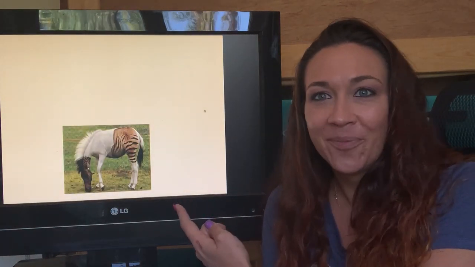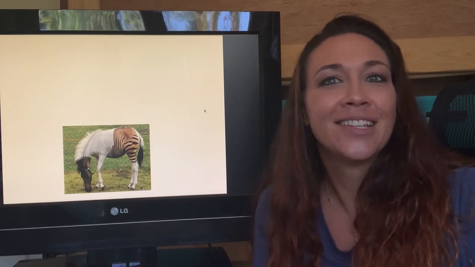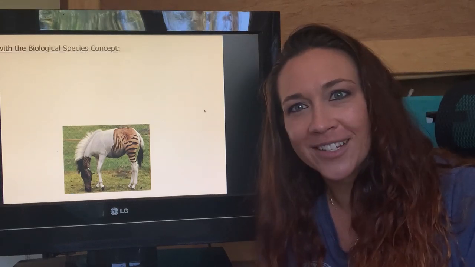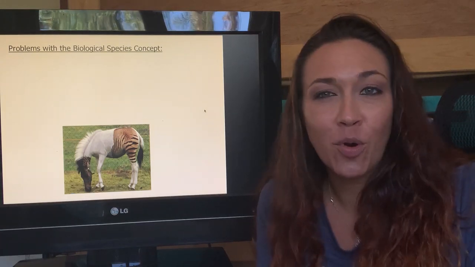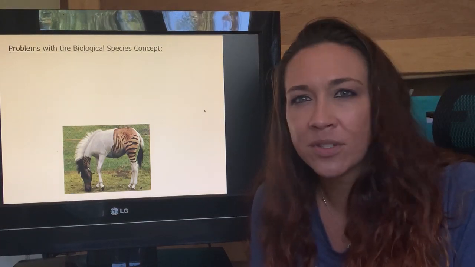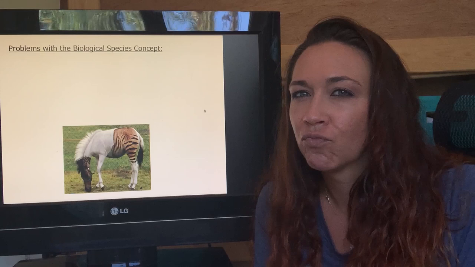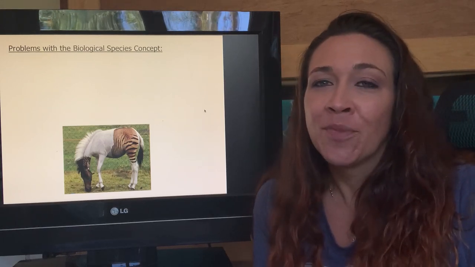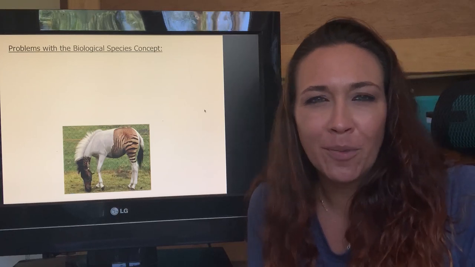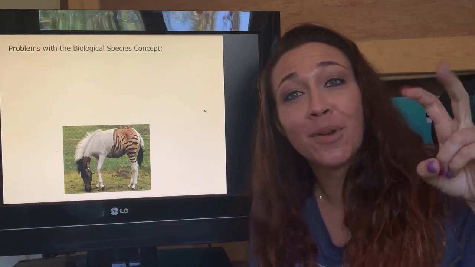Who's this guy? This is a zorse. This is a zebra horse. So we basically took a zebra and bred it with a horse. Now, are zebras and horses the same species? They look alike. No, they're actually not. So this is kind of the problem with what's called hybrid species.